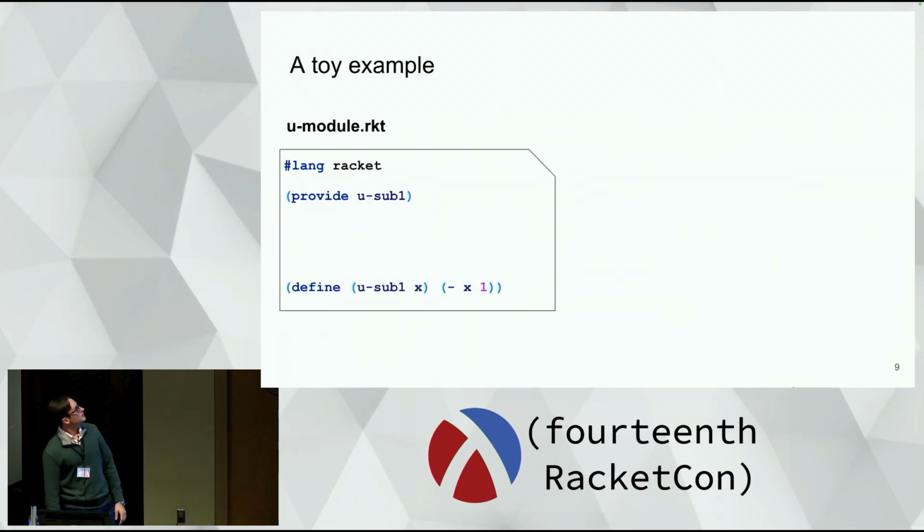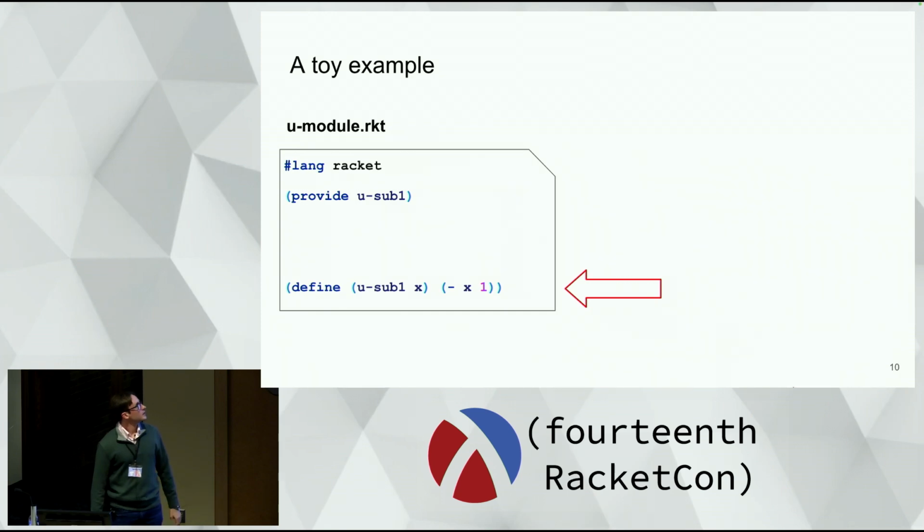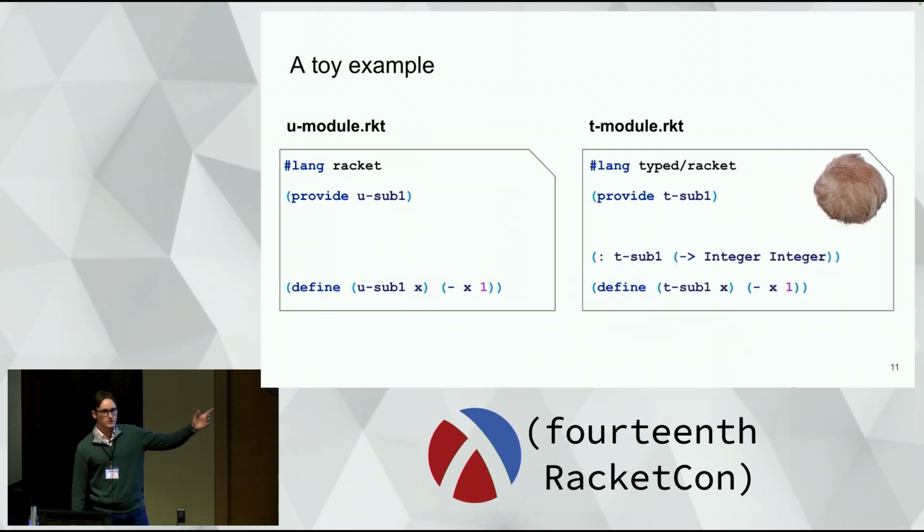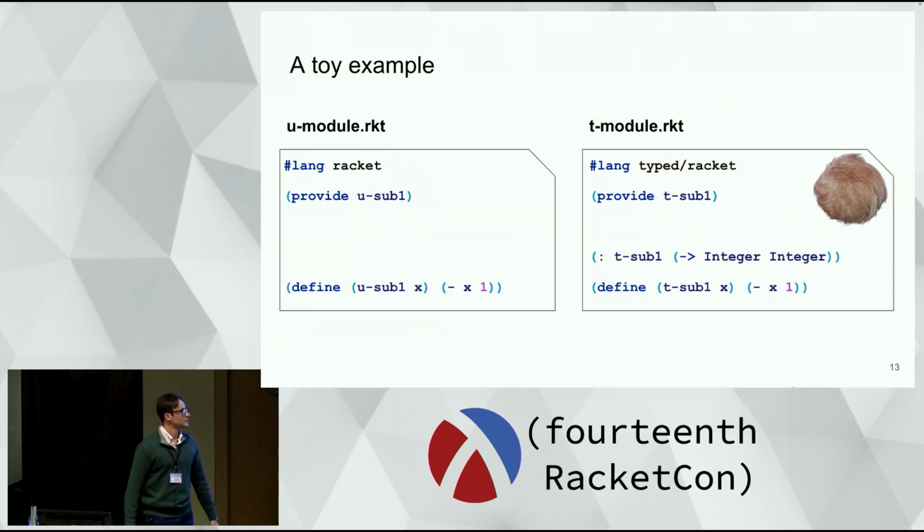All right. So this is our toy example. Basically, we have this sub1 function that we wrote ourselves that is untyped, and we have this typed module that does the exact same thing, except it has a typed version of sub1. You know it's typed because I put a little picture of a tribble in the top right corner. And it's just for integers. We'll just say it's a sub1 from integer to integer.